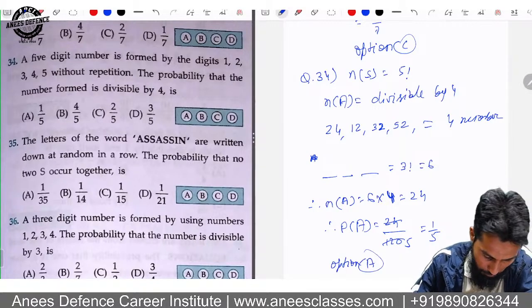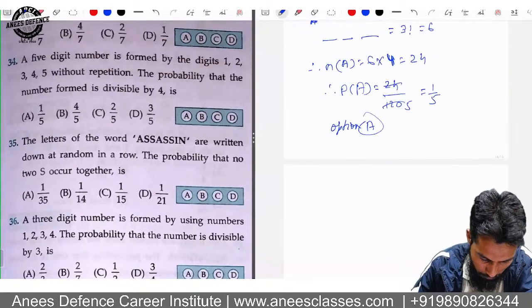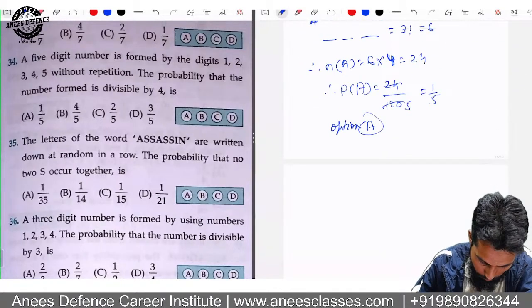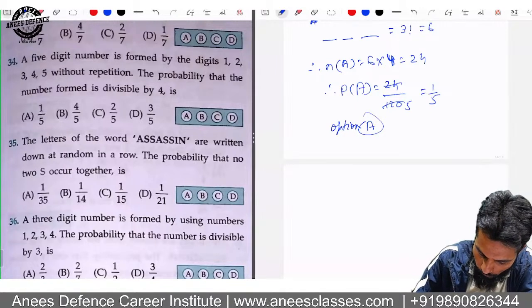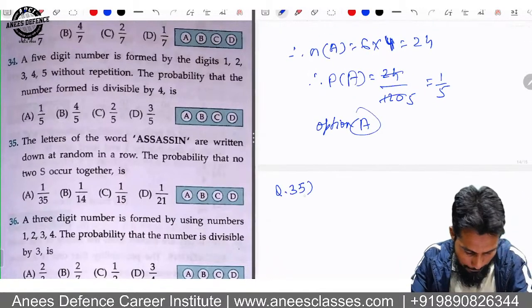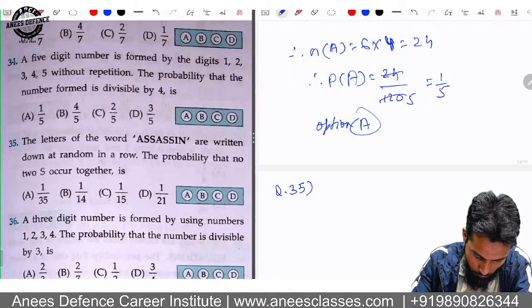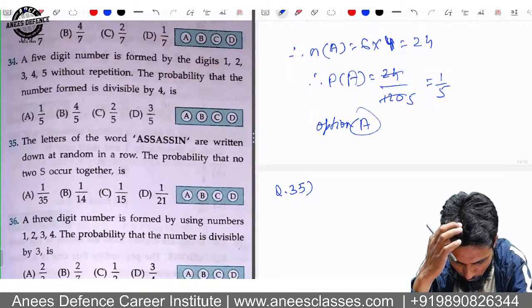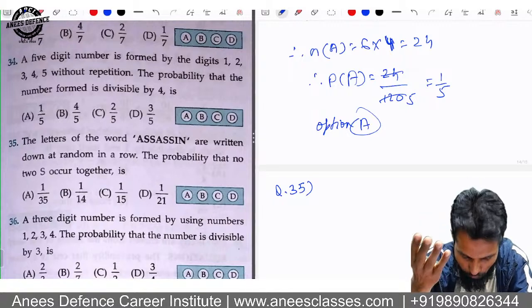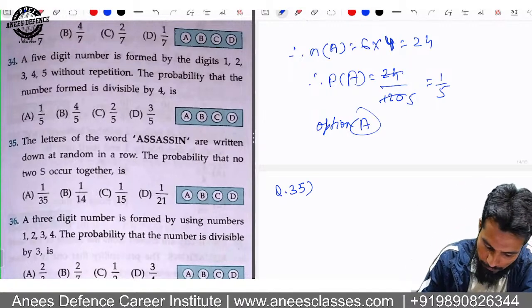Okay, see, then question number 35. Please check. Letters of the word ASSASSIN are written down at random in a row. The probability that no two S occur together. So there are a total of 4 S, and they are saying that no two should be together. So just take those together and subtract that probability from 1. You will get the answer.